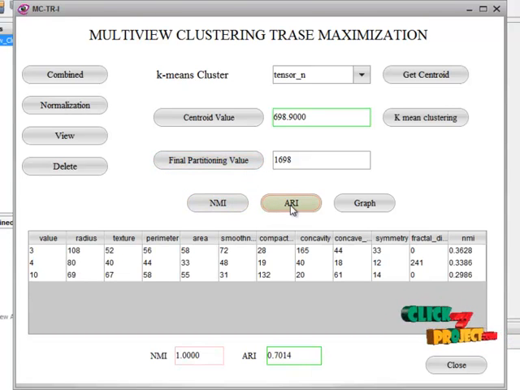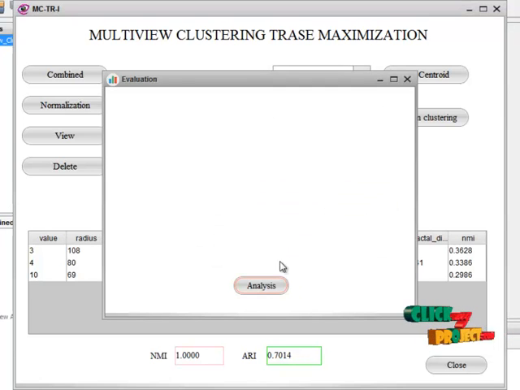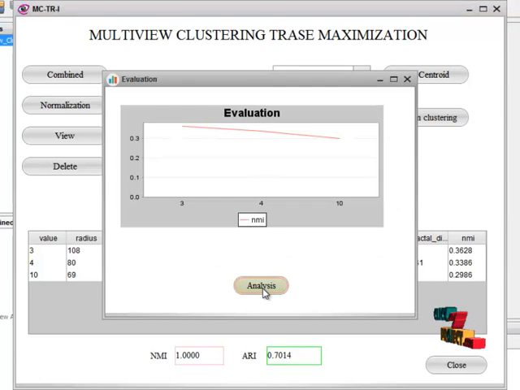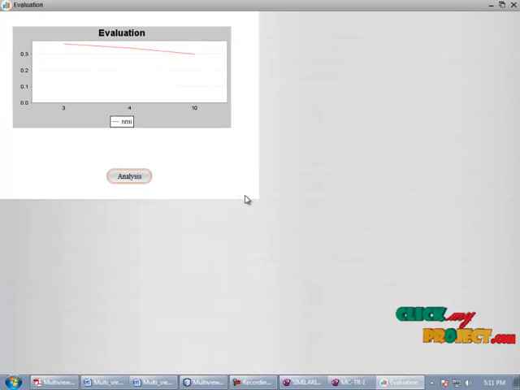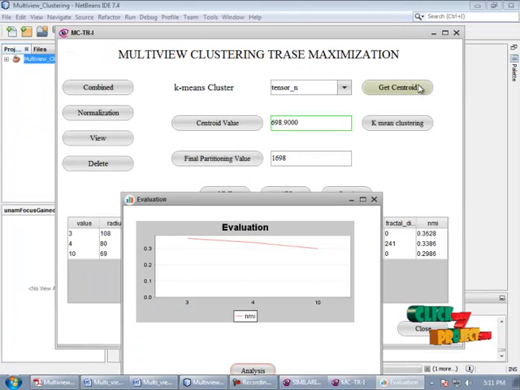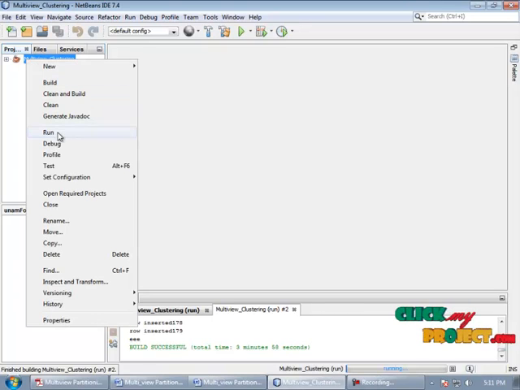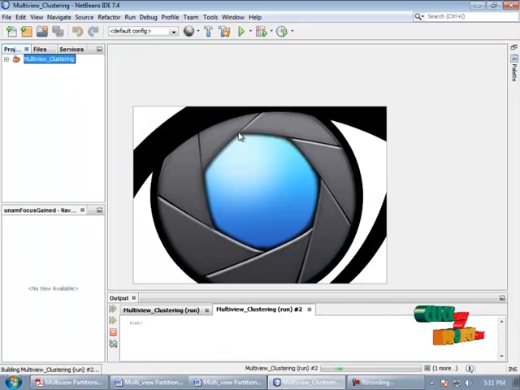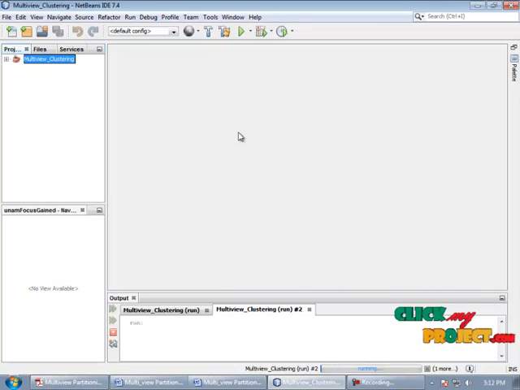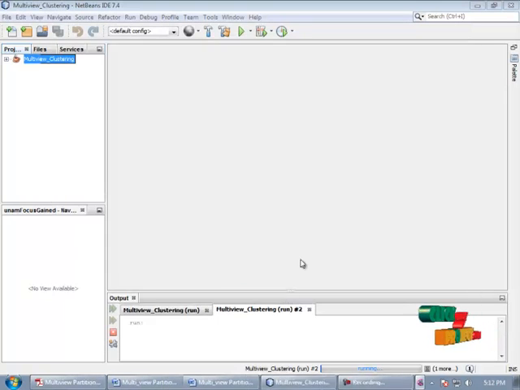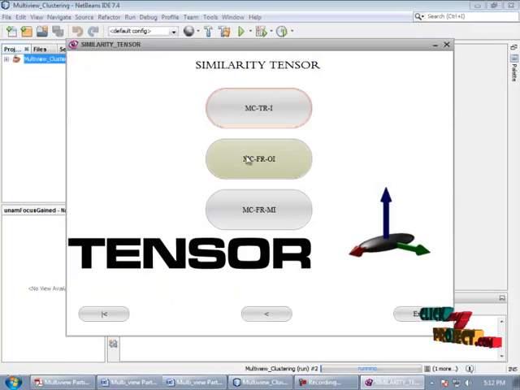NMI and the error value wise, we can cluster now. Then the evaluation graph for this algorithm. Now we can find the objective function.